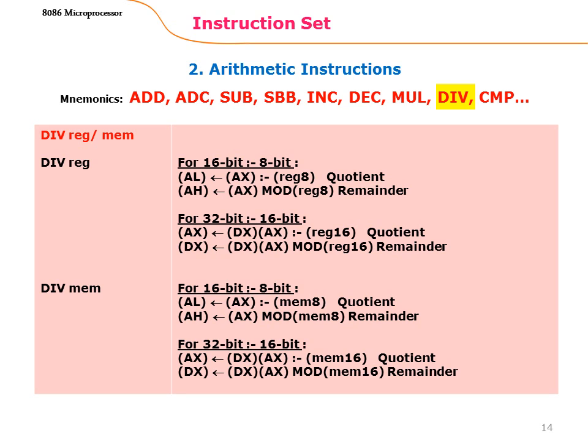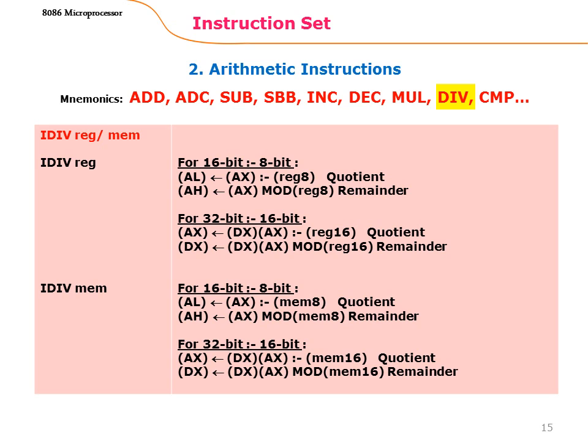DIV. DIV is an instruction which is used for division operation. DIV is for unsigned division. DIV register or DIV memory, and the default destination is the accumulator register. For example, if we are performing 16-bit by 8-bit division, that is AX by AL, then the quotient is present in the AL and the remainder is present in AH. If we are performing 32-bit by 16-bit division, the quotient is present in the AX register and the remainder is present in the DX.